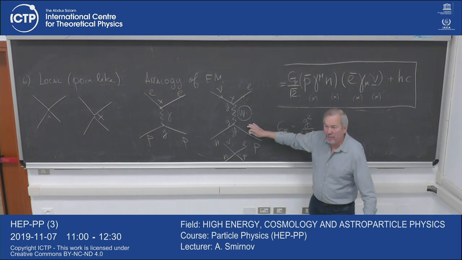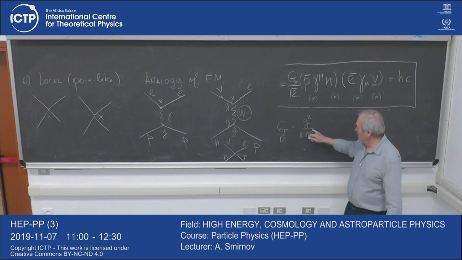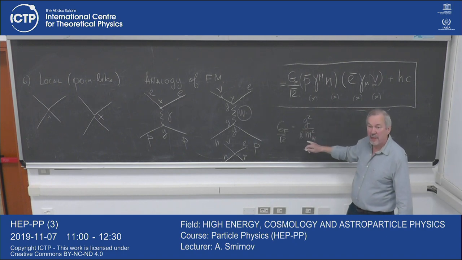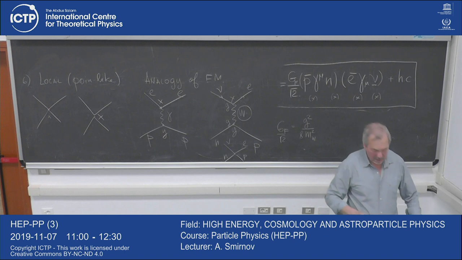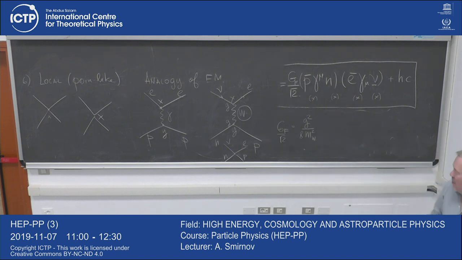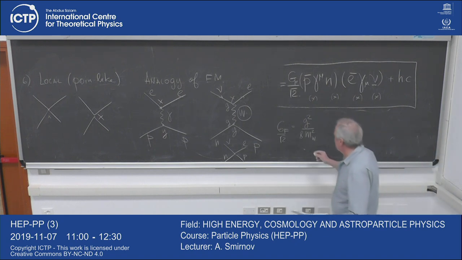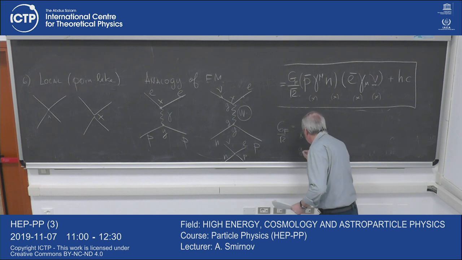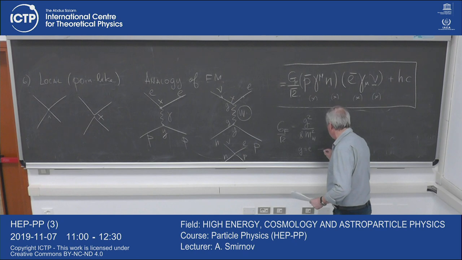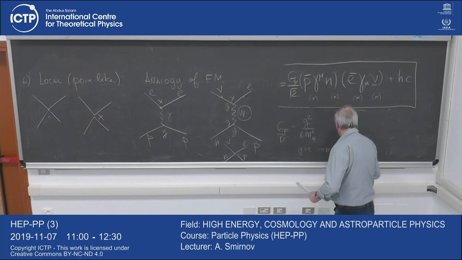From this point of view, the mass squared is that of the mediator of the interactions. Fermi took the next step. He said, maybe this G is also the electromagnetic coupling constant. And then he found that M_W should be something like 30 GeV.